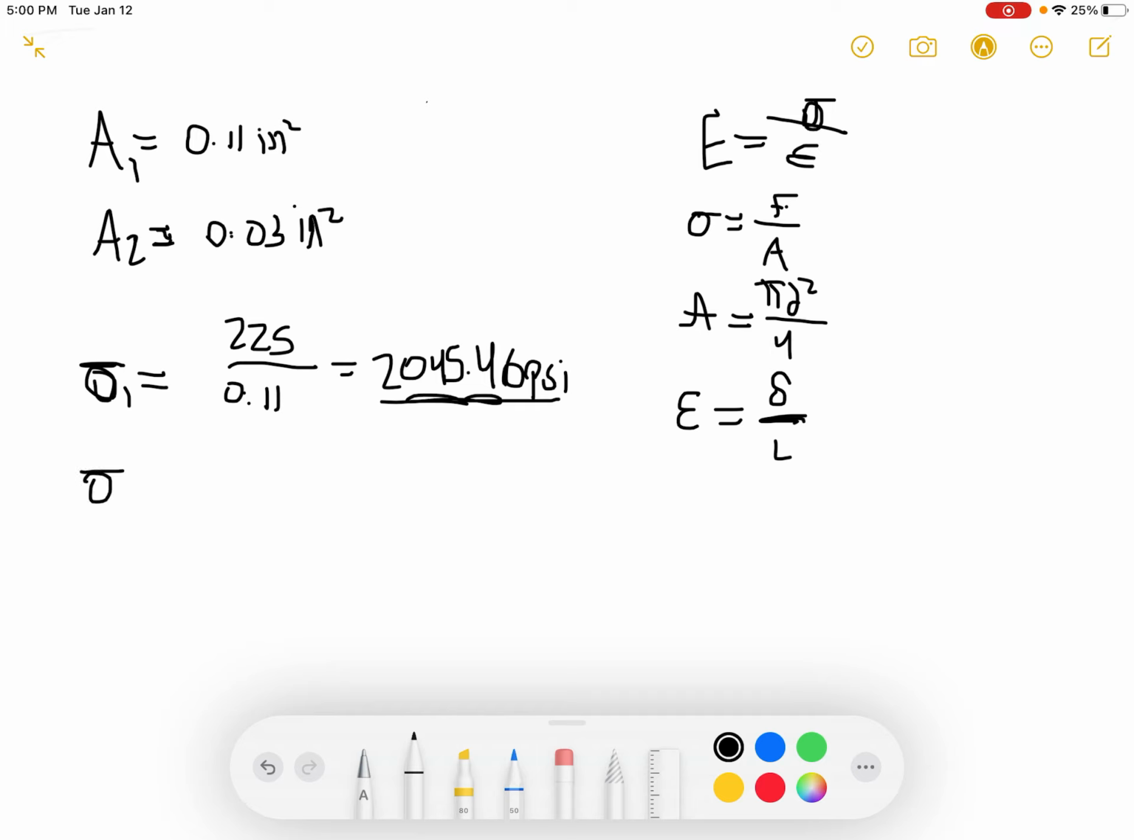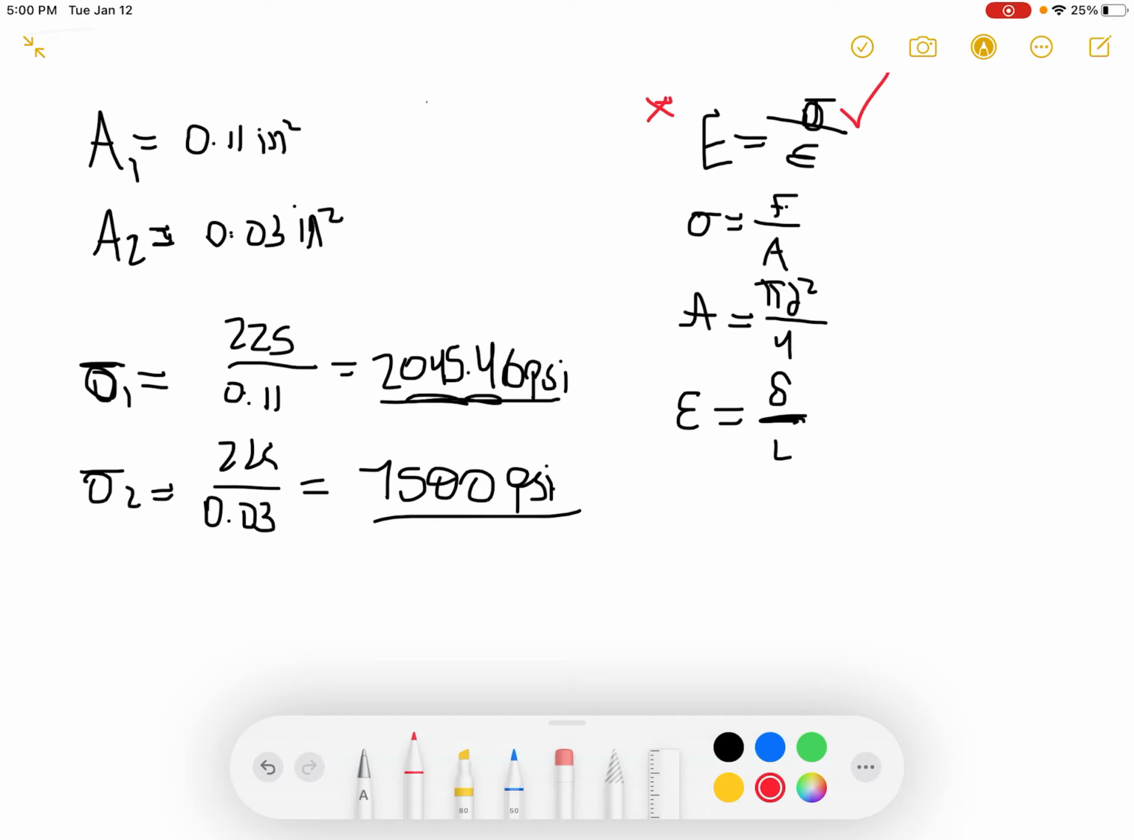Now, the second stress is 225 divided by 0.03, because that's up here. Now, when we do that, we get 7,500 psi. There we go. We found one part. This is our ultimate equation that we're trying to find things from. So luckily, we already found the top part. Now we just need to find the bottom part for both.